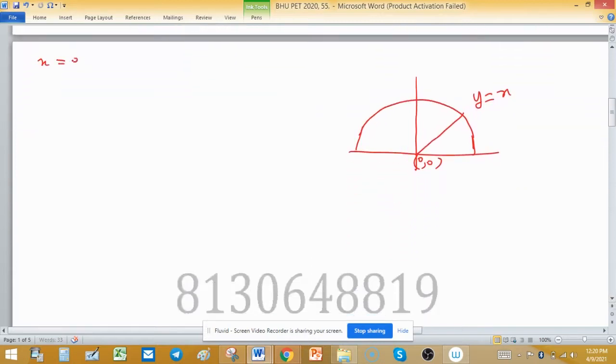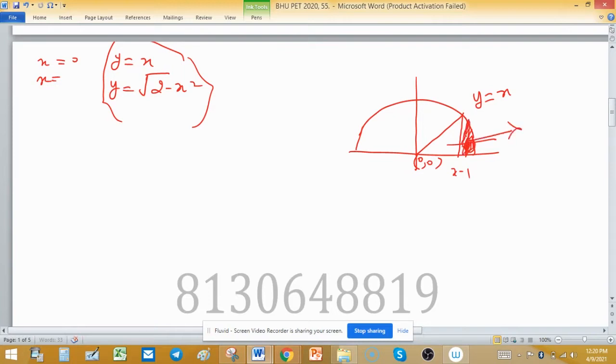As x equal to 0 and x equal to 1, and y is y equal to x and y equal to square root of 2 minus x square. So find first the region between the two curves. So the line and part of the circle, if you consider this region, then the limit of x-axis is from 0 to 1. So this portion is not coming in this portion. So this is not the required portion. Means all this is not the required portion. So the required portion is this one.